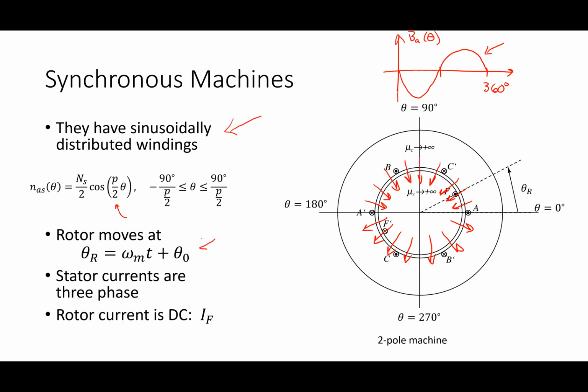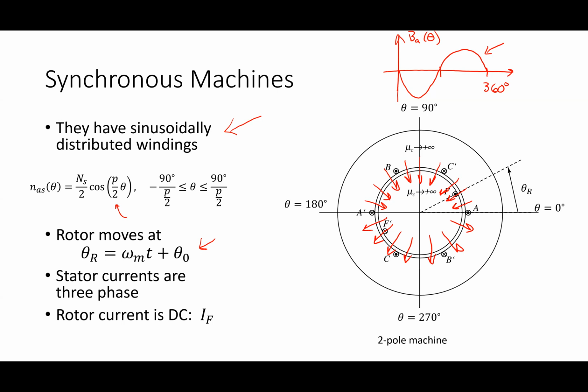In this case, I'm going to say the rotor has an angle theta_R, which is equal to omega_m t plus theta_naught. What does that mean? At t equal to 0, where is this thing sitting? Theta naught. If this guy went around one revolution, where would it be sitting? Theta naught. So every time he goes around one revolution, he's sitting at theta naught.